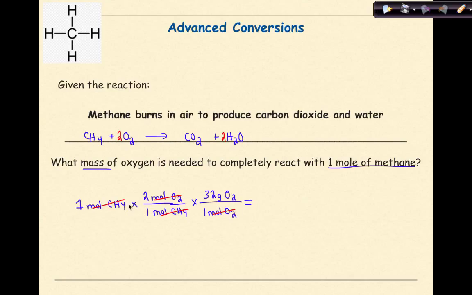So if I do 1 times 2 times 32 divided by technically 1, I'm going to get 64 grams of O2. Now you might say, well, you only started with 1 significant figure, so what should your answer really be? It should be, if we're really concerned about significant figures, 60 grams of O2 for our correct final answer considering significant figures.